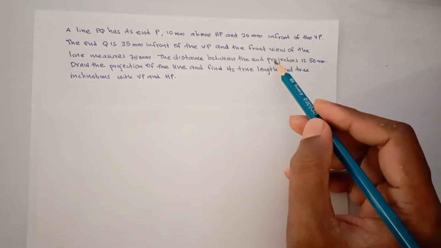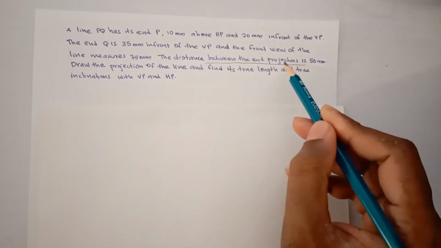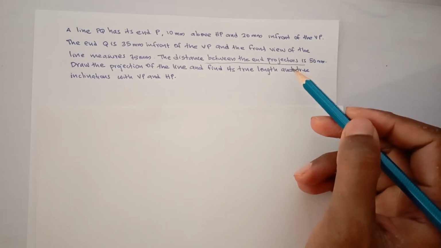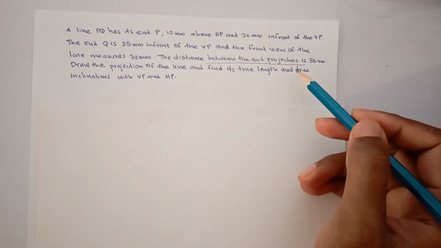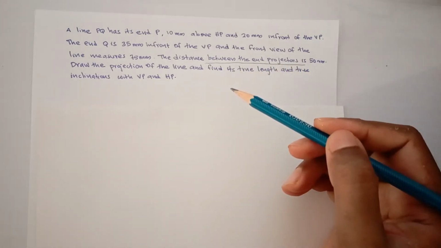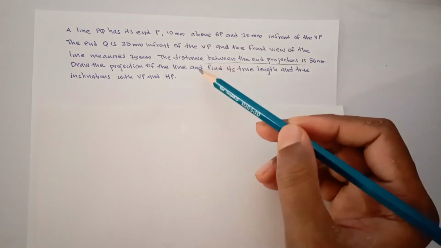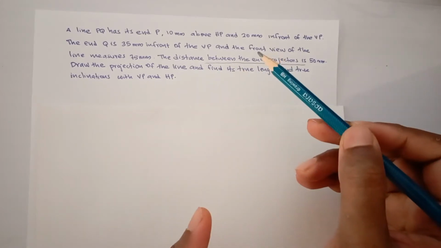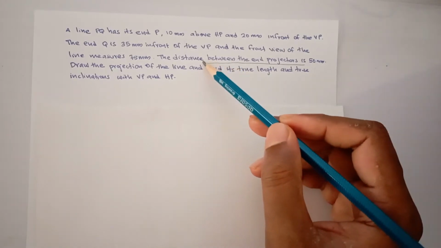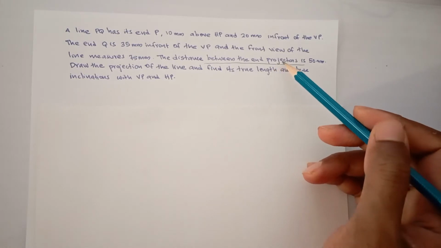If in the question you can spot something like the distance between the end projectors, if the distance between the end projectors is given, you must follow plane rotation because it is the easy method. Plane rotation is always the easy method. Suppose the question also says to follow a special method, like line rotation, then you have to follow line rotation. If nothing is given and there is a distance between end projectors, then you have to take the plane rotation method because this is the easy method.